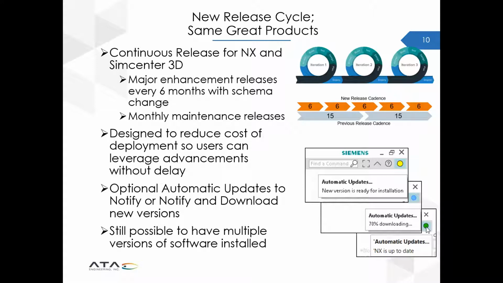So in addition to the release in January, that was also the start of continuous release for NX and Simcenter 3D, which is pretty exciting. So the main thing that this means is that instead of a 15-month release cycle where we're waiting a little over a year for new enhancements, now we expect major enhancement releases every 6 months, and these will be accompanied with schema changes. In addition, in between those 6-month major enhancements, we'll see monthly maintenance releases, which you can think of sort of like the maintenance packs they put out right now.